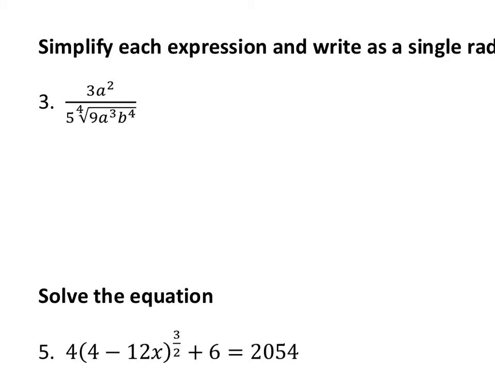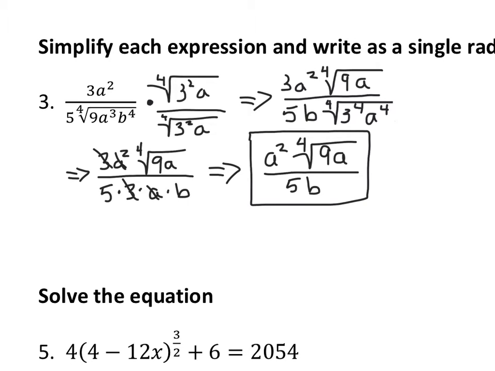All right, the next problem we're going to do is problem 3. In these, we're going to simplify each expression and write as a single radical. Basically what we're doing here is rationalizing the denominator. So I'm going to go ahead and work this problem out, and then I'll explain step by step what I did.